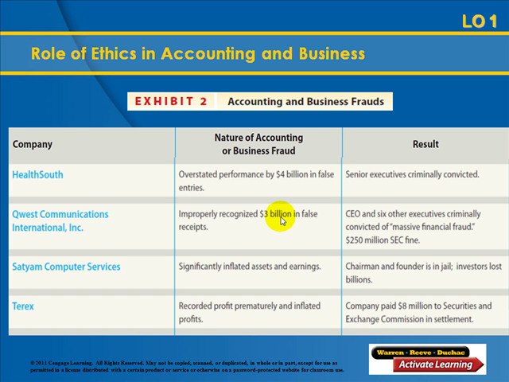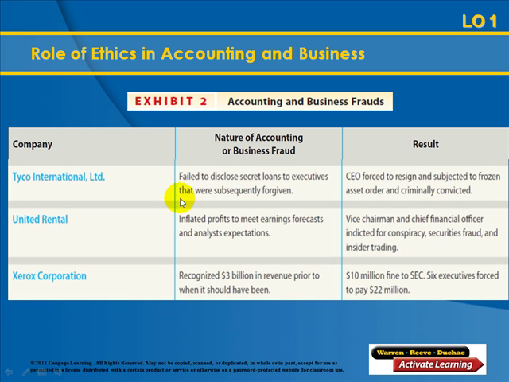HealthSouth overstated performance by $4 billion in false entries. Qwest Communications International Incorporated improperly recognized $3 billion in false receipts. Satyam Computer Services significantly inflated assets and earnings. Rite Aid recorded profit prematurely and inflated the profits. Tyco International failed to disclose secret loans to executives that were subsequently forgiven. United Rentals inflated profits to meet the earnings forecast and analyst expectations. And the Xerox company recognized $3 billion in revenue prior to when it should have.